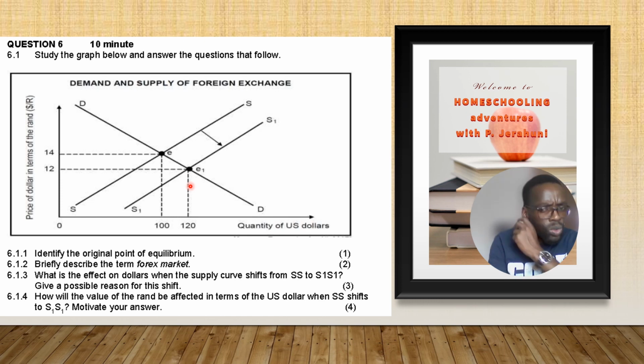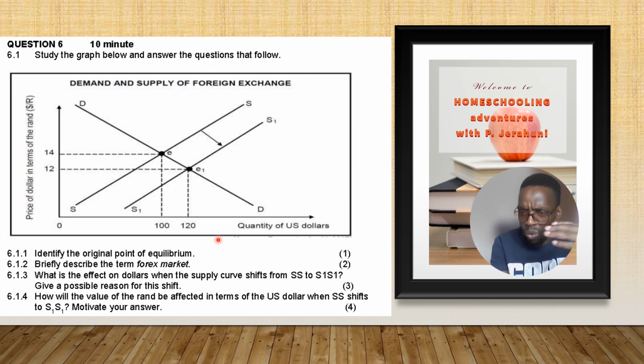Now, let's just go to the questions. Question 6.1.1 reads, identify the original point of equilibrium. So it means the original point of equilibrium is the first equilibrium before the change. Where were we before the change?